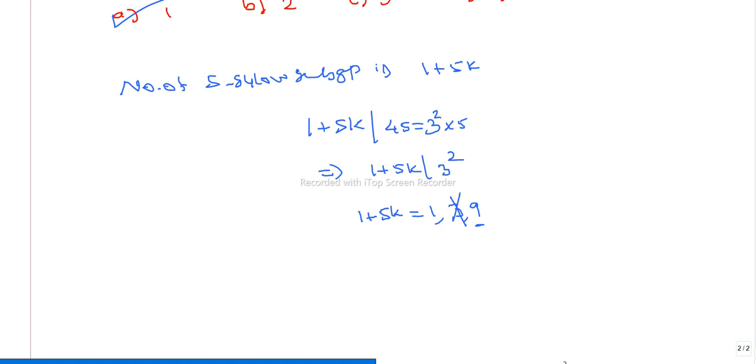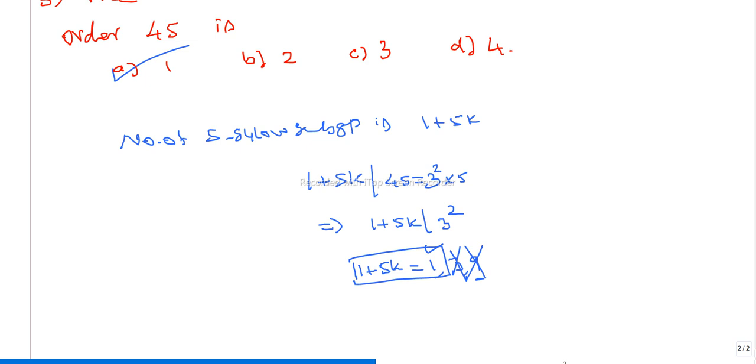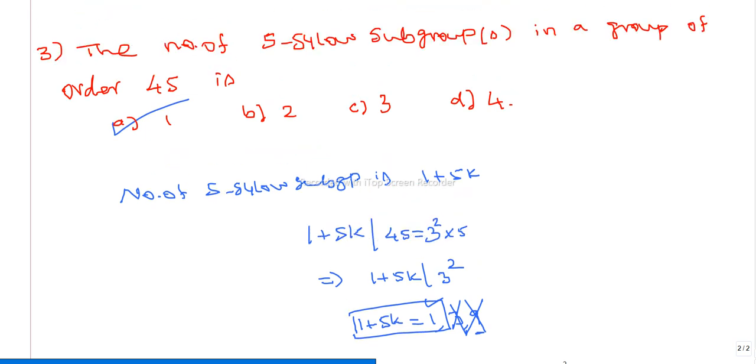If we substitute k equal to 2, we get 11. So you never get 9 for any values of k, but you will get 1 if you substitute k equal to 0. Therefore we have only one 5 Sylow subgroup, the number of 5 Sylow subgroups is 1. So that is the answer. Sometimes you can directly guess the answer. The answer should be a multiple of 5 plus 1. In the options, only 1 is a multiple of 5 plus 1, all others are not. That's why we can say. Otherwise quickly we can find this one.